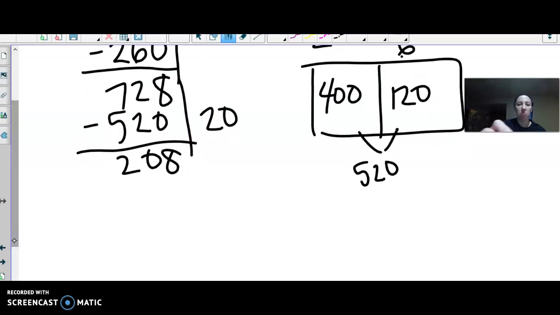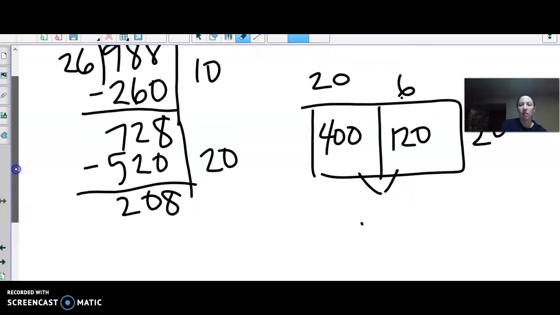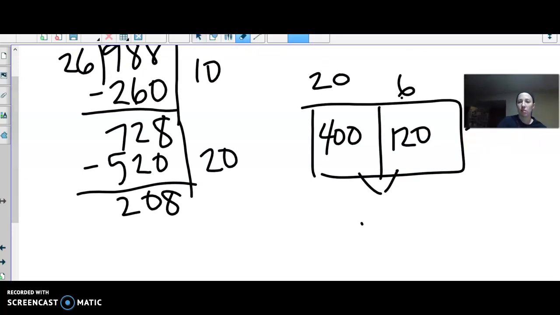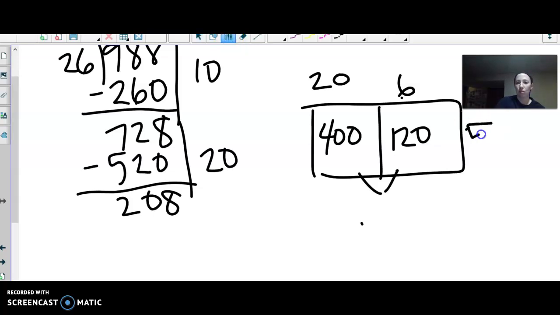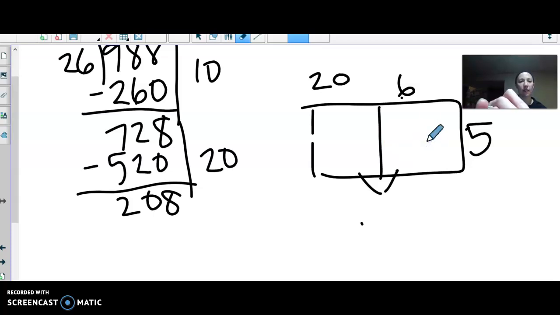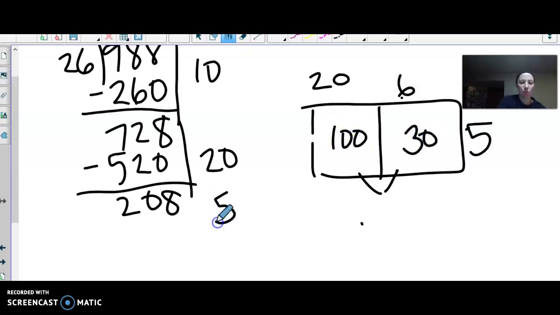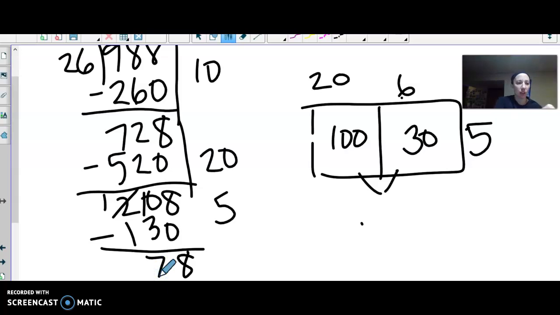So let's try, I don't know, 5 groups. Because I think if I just do one, I'll be here a little while. Let's just try 5. All right. 20 times 5 is 100. This is 30. 130. Seems good. 5 groups. 130. 8. 1. 7. 78. Okay, how many groups of 26 will fit into 78? Well, less than 5 groups.